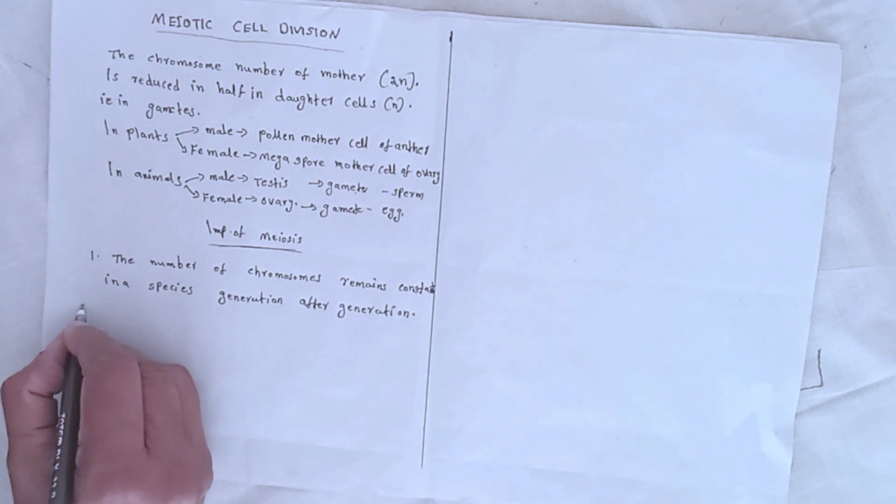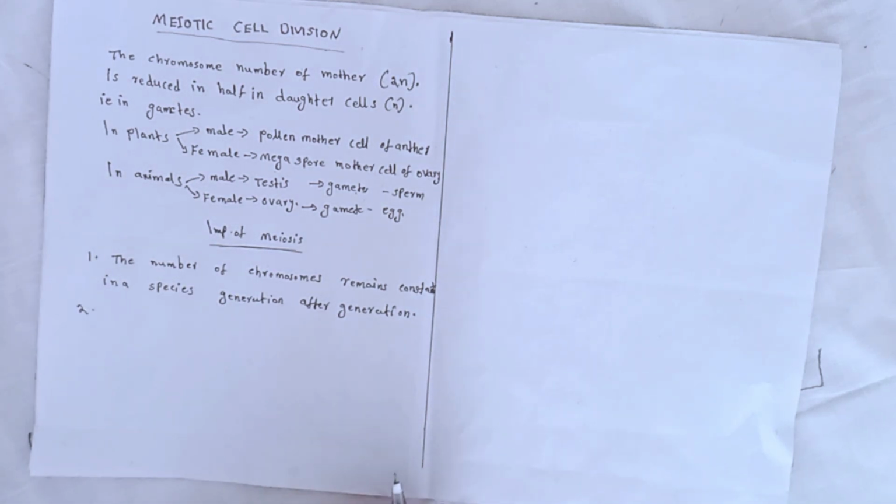Second point, the importance of meiosis. Meiosis occurs during gamete formation, which is known as gametogenesis, male gametogenesis and female gametogenesis, and reduces the number of chromosomes from diploid to haploid, that is n, in the gametes. These haploid gametes fuse to form a diploid zygote during fertilization.